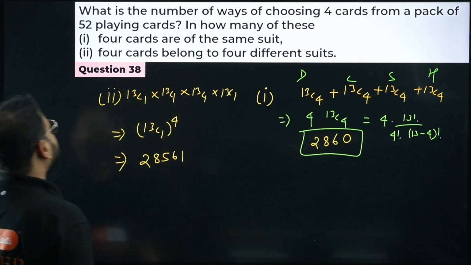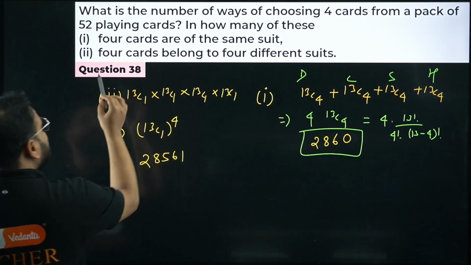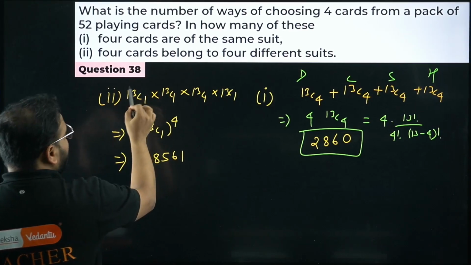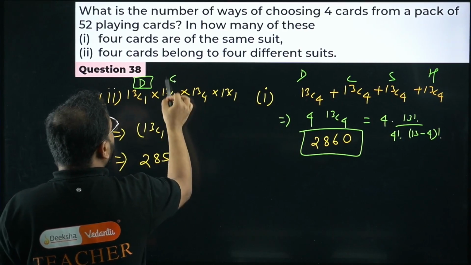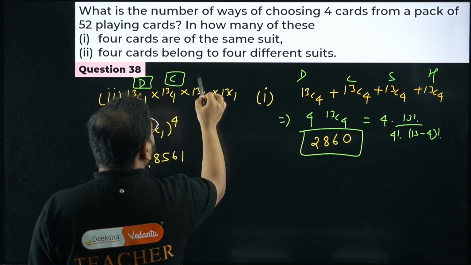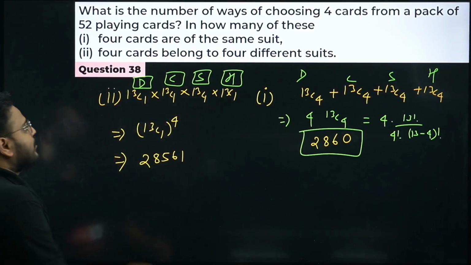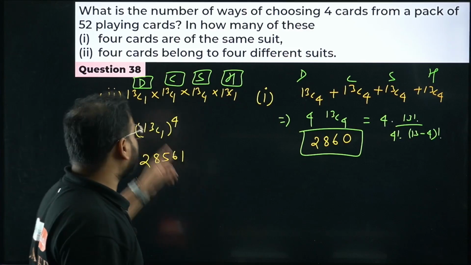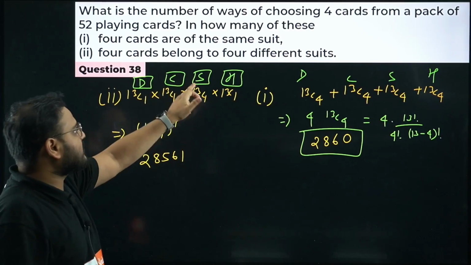Now the second part, what are they asking? 4 cards belong to 4 different suits. Again, 4 cards means you will have one from one category, right? Let's say this is to be diamond, this is to be club, this is to be from spades and we have from heart also. So each category will have only one card. That's why 13C1, we are picking only one card from this category, one card from this category, one card from this category and one card from this category.